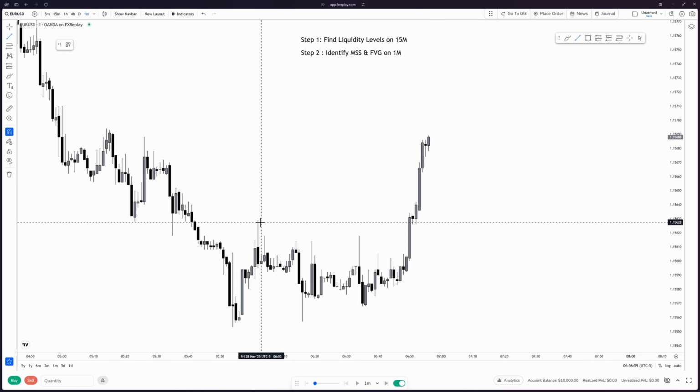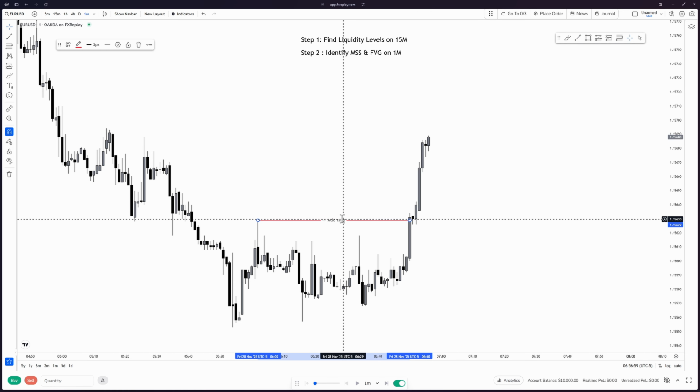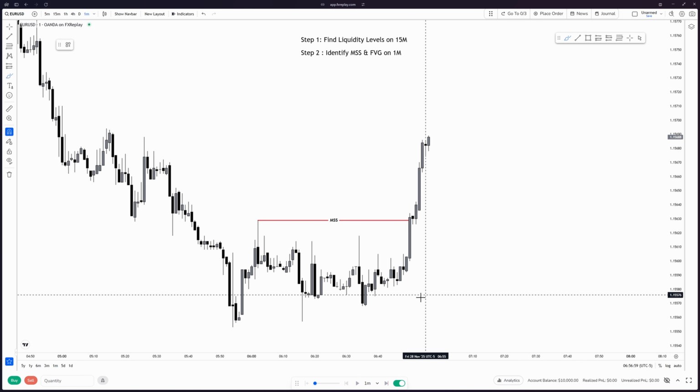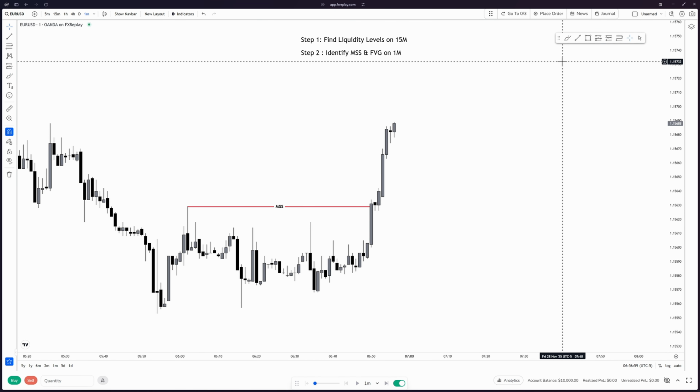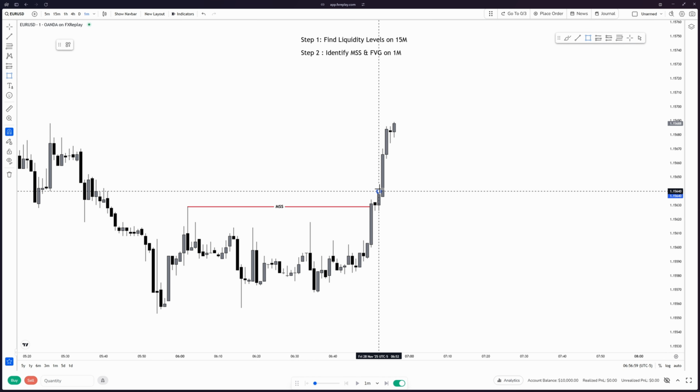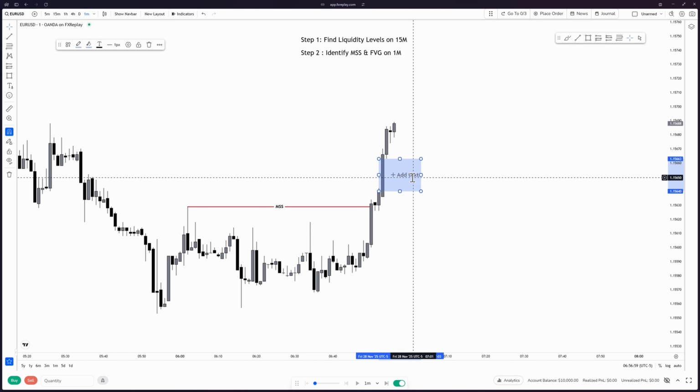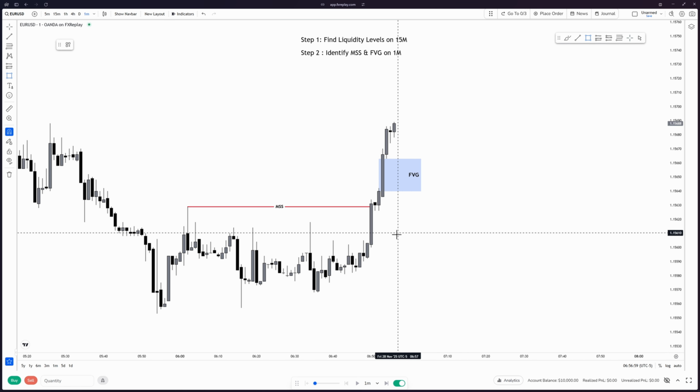Now look, for the first time, the market has closed above this high right here. So this becomes our market structure shift to the upside. Notice how big this displacement move is, which makes it a high probability market structure shift. Now for the fair value gap, look, we have a fair value gap here, and we also have another fair value gap right here.